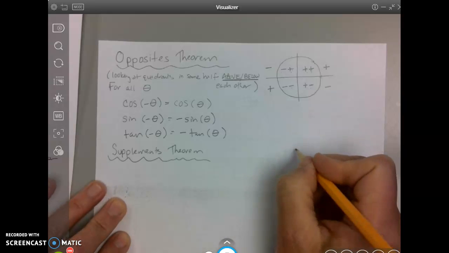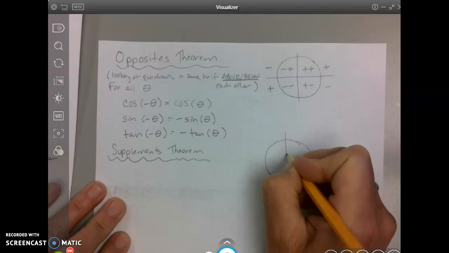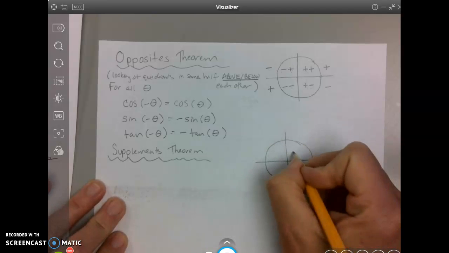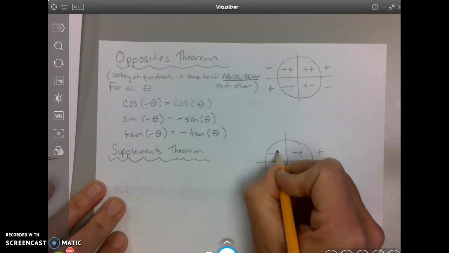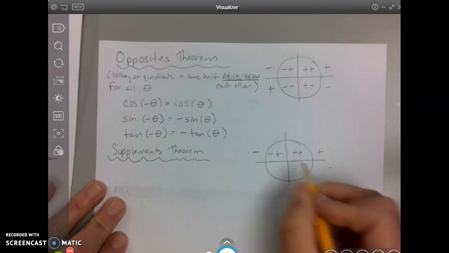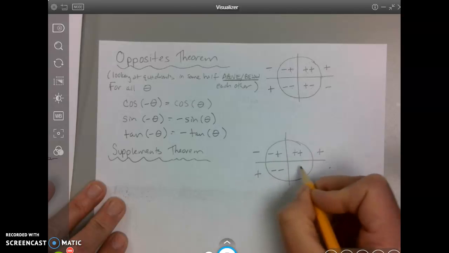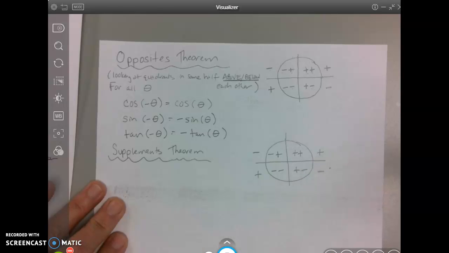Okay. We're going to do the same thing. We're going to draw this circle because you have got to get really good at knowing this. This is plus plus, which makes this positive. This is negative positive. X is negative. Y is positive. So this is negative, negative, negative. When you divide, you get a positive, positive, negative, which gives you a negative.